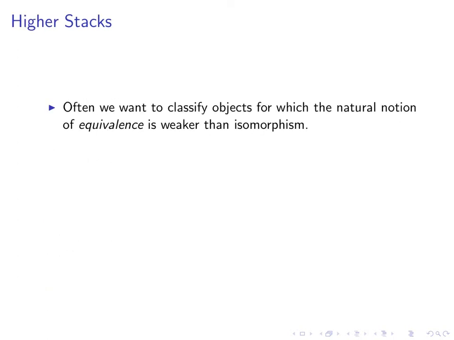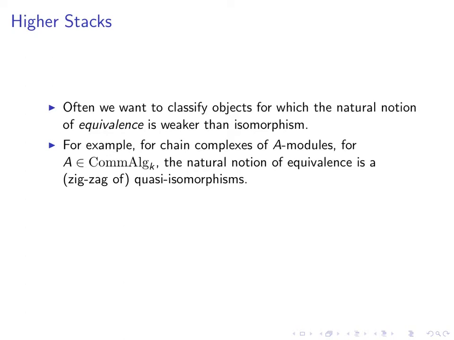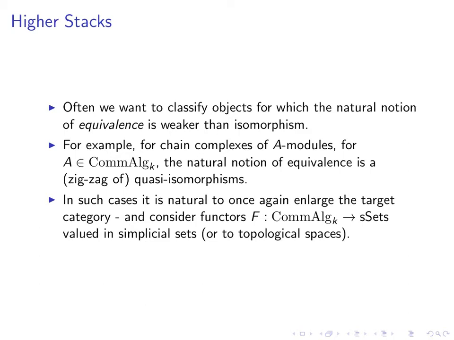And then this leads to something called higher stacks. Often we want to classify objects for which the natural notion of equivalence is weaker than isomorphism. For example, for chain complexes of A-modules for some ring A, the natural notion of equivalence is a zigzag of quasi-isomorphisms. In such cases, it's natural to once again enlarge the target category and consider functors from K-algebras to simplicial sets.